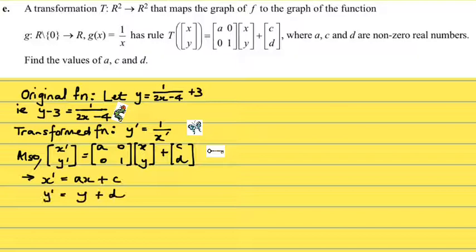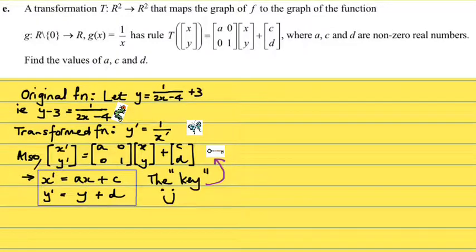So now can you read that off from that matrix equation? X dashed equals A times X plus 0 times Y plus C, and Y dashed equals 0 times X plus 1 times Y plus D. Did you get that all right? Yes, because that is the key. And that is the key to everything. The absolute key to everything.